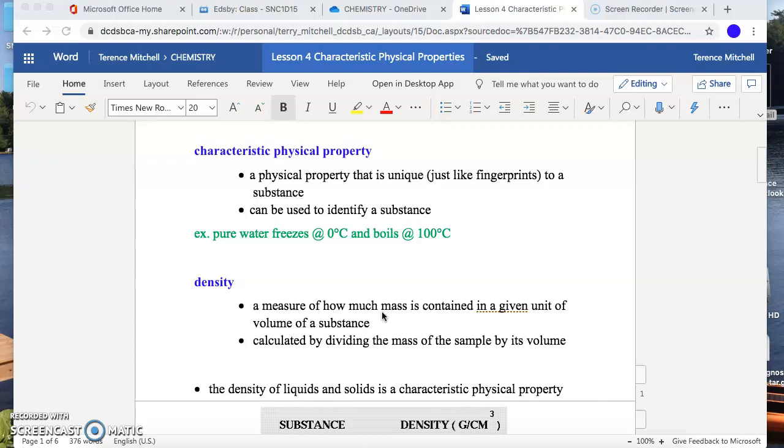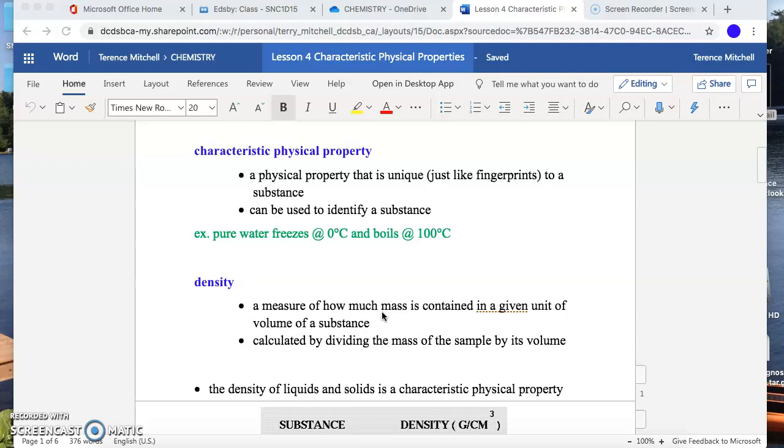We take the mass, which is the weight of the sample, and we divide it by its volume. So if you think of a sugar cube, it has a 1 centimeter by 1 centimeter by 1 centimeter measurement. It's 1 cubic centimeter. If we put it on a scale, we're going to get a mass or weight. If we divide that by the 1 cubic centimeter, we're going to get a density figure.